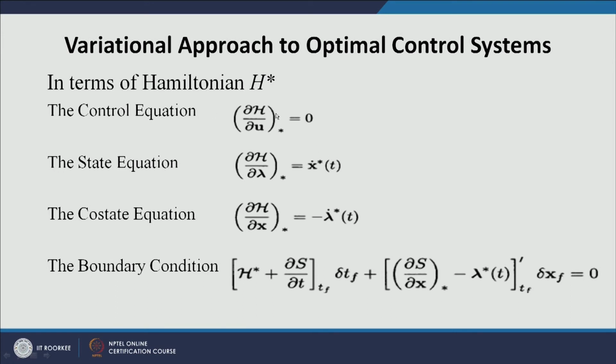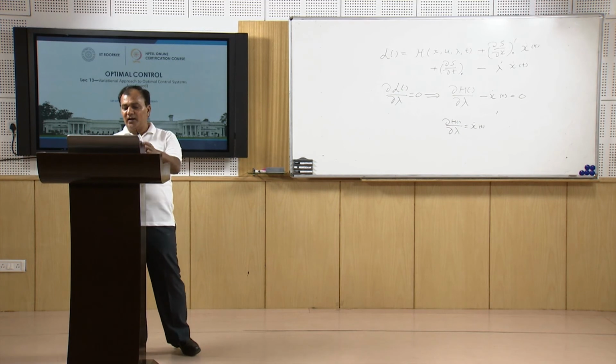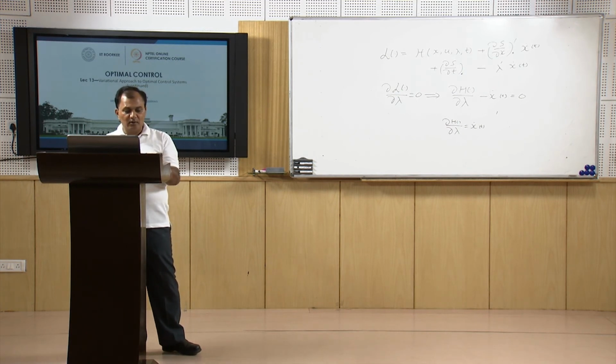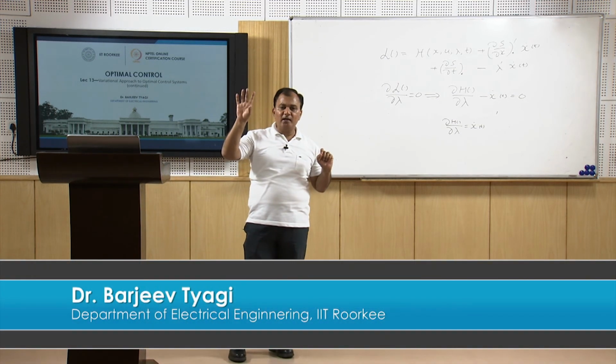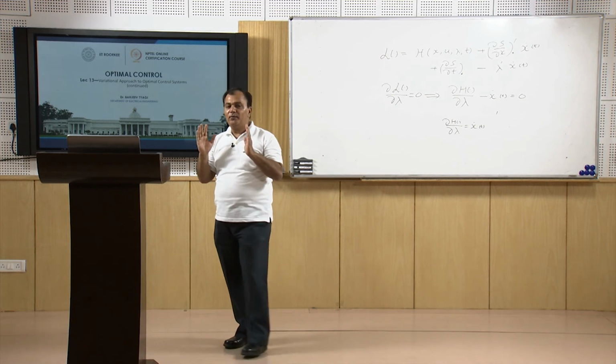So, our approach here is, for a given system we define the H and find del H by del U equating to 0, which gives the optimal control. I take del H by del lambda to get my state equation, and del H by del x to get my co-state equation, and these equations can simultaneously be solved using the final boundary condition. So, what is the final boundary condition? In this case we have assumed the initial point is fixed, but the end point is free. So, we have taken a general case.